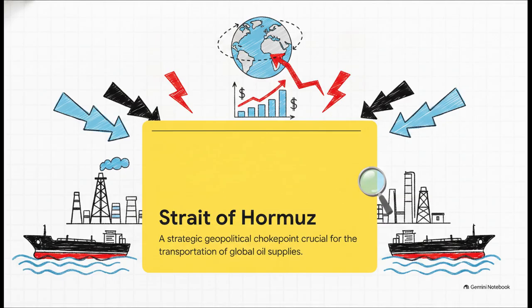When tensions rise in this region, the threat isn't just to local infrastructure. It's the very real threat that the massive ships carrying the oil that literally powers our global economy will be delayed, rerouted, or just stopped entirely. And the moment the market even senses a disruption in oil transit, global energy prices absolutely skyrocket.